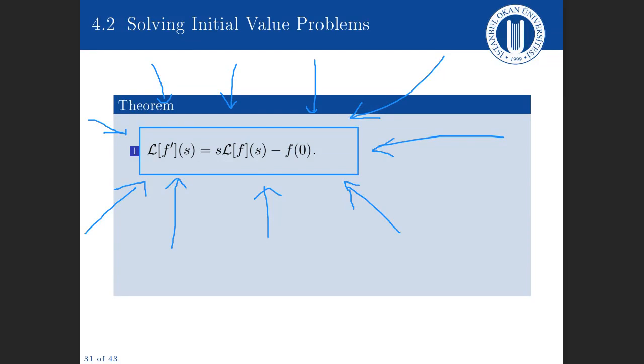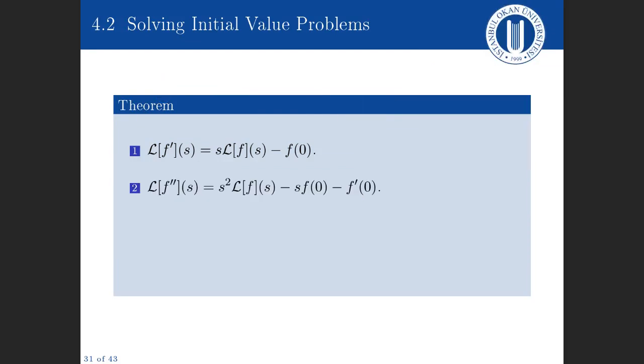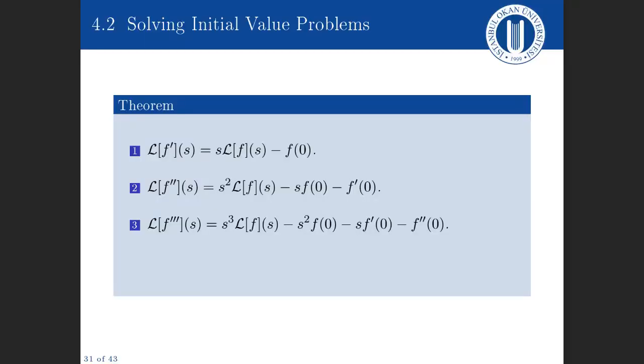We have a similar formula for the second derivative. The Laplace transform of f double prime is s squared multiplied by the Laplace transform of f minus s f of 0 minus f prime of 0. We have one for the Laplace transform of f triple prime. And the pattern is the same, look. 3 derivatives means we start with s cubed. Second term is s squared, third term is s, and then the fourth one is s to the power 0, or 1.